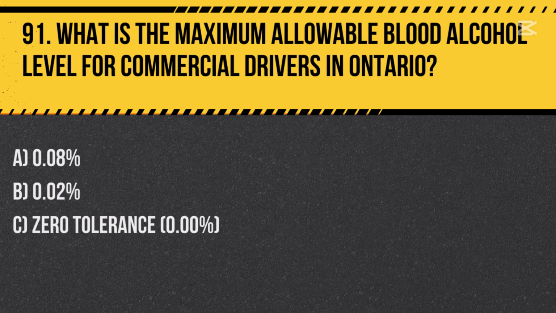Question 91. What is the maximum allowable blood alcohol level for commercial drivers in Ontario? A. 0.08%. B. 0.02%. C. Zero tolerance 0%.